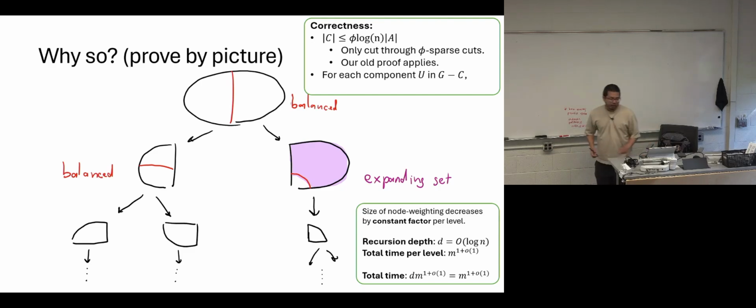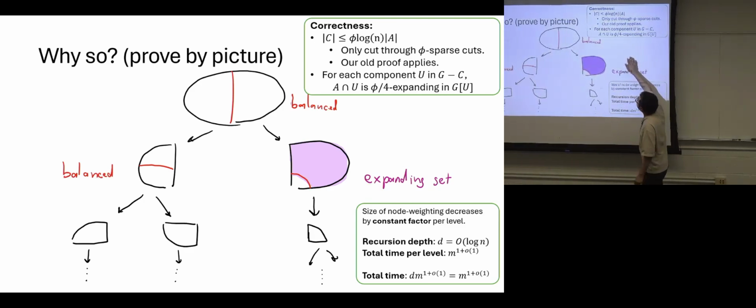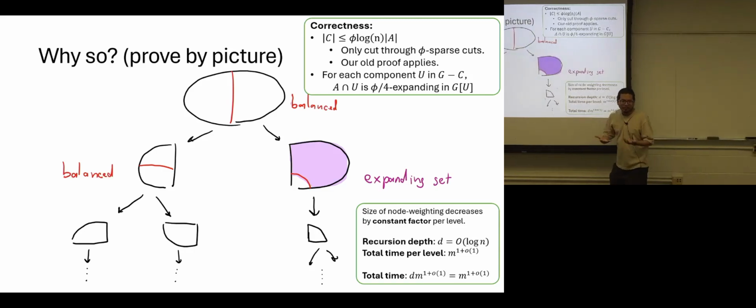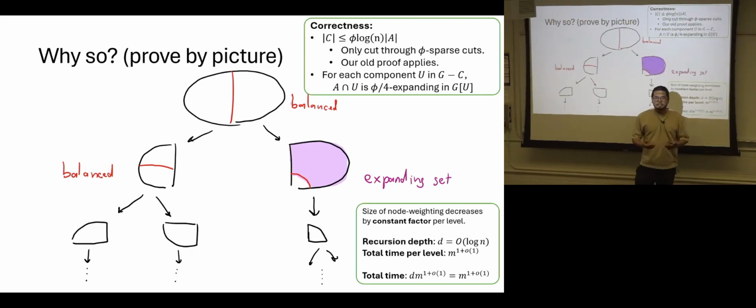And for each component, after we don't cut anything, I claim that the node weighting is going to be expanding in that component. And that's clear because that's the only reason we stop the recursion. We stop the recursion, we don't cut, if it's expanding, right? So every component at the bottom here is expanding.